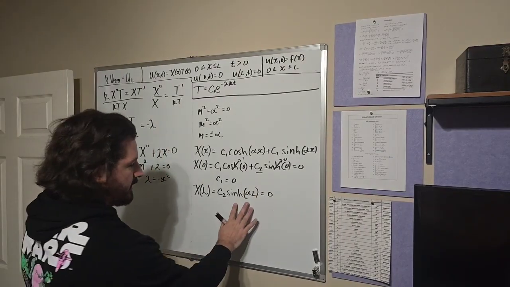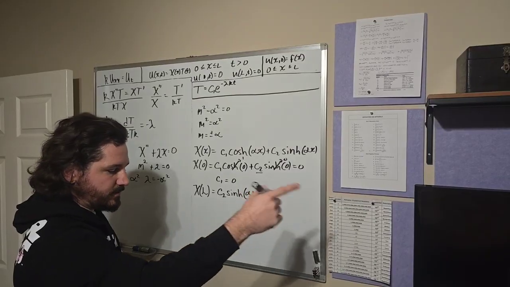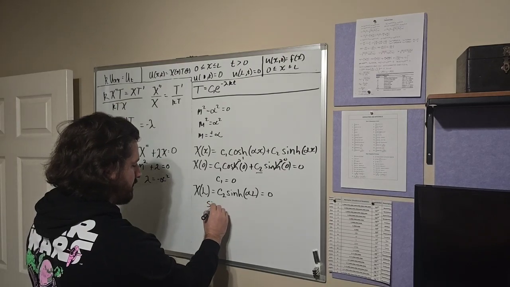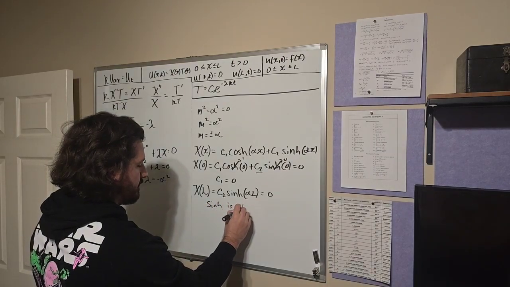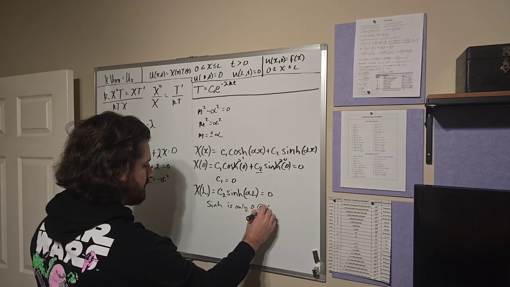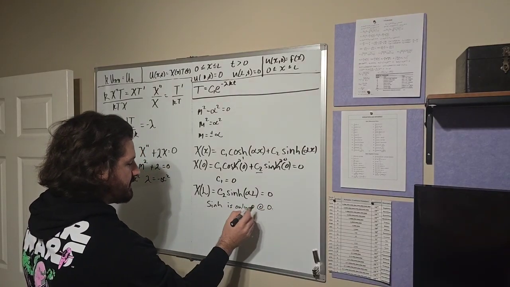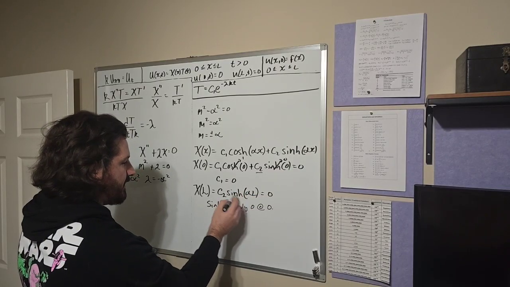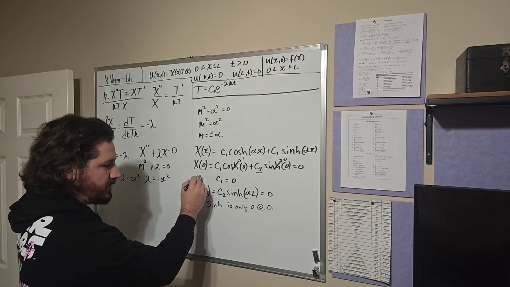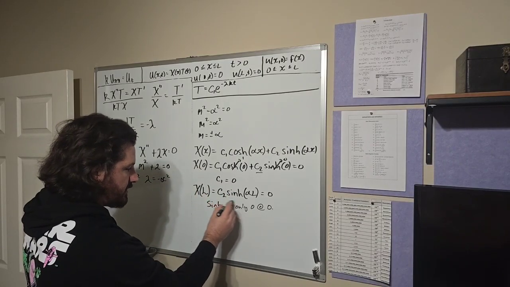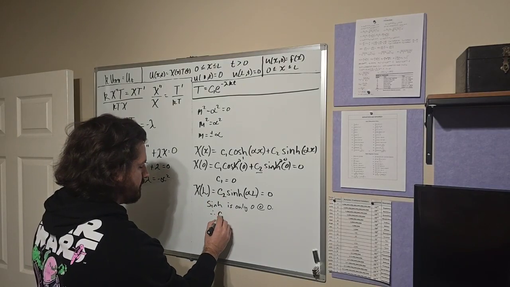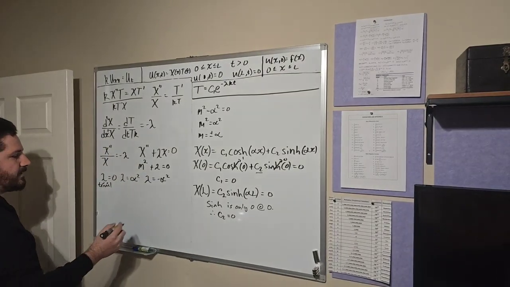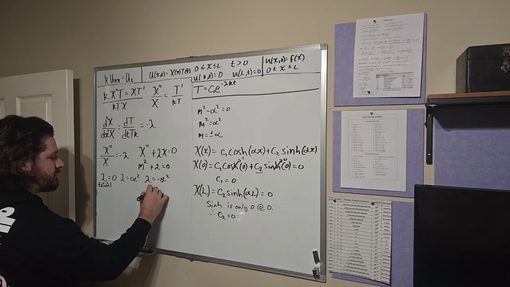Now here's the thing about hyperbolic sine. It's not like regular sine, where it hits 0 multiple times every period. Hyperbolic sine is only 0 at 0. And since we can't plug in 0 for L again, because we've already plugged in 0 for our spatial component, in order for this whole term to be 0, C2 needs to be 0. And again, since C1 and C2 equal 0, lambda equals negative alpha squared is going to be a trivial case.